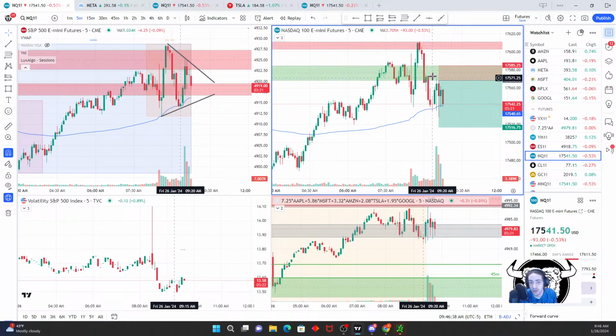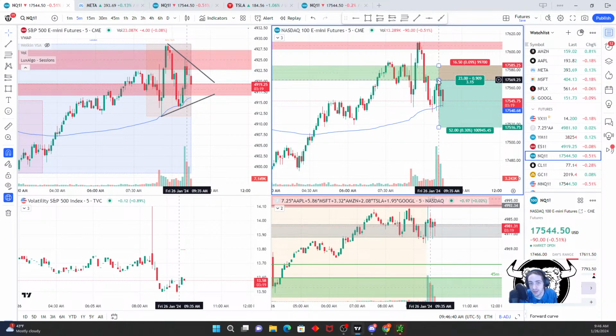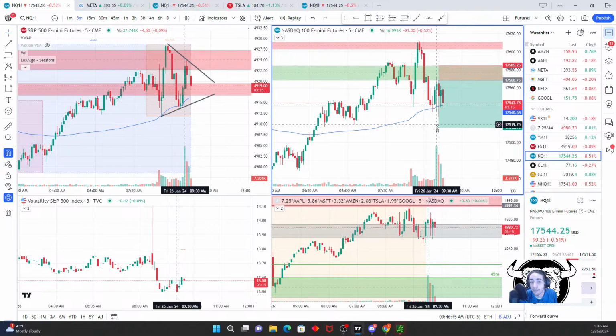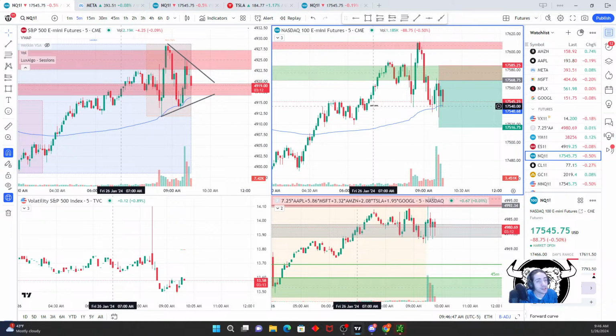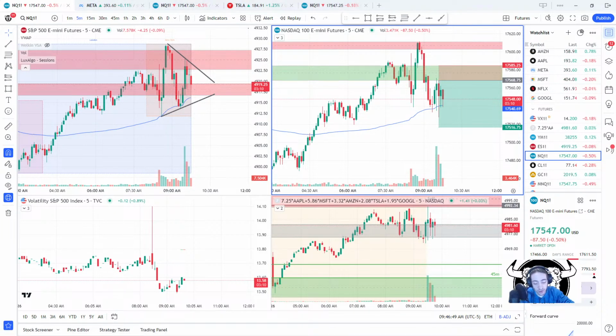We have to have our areas to enter, which again, I would have entered up here if I was not a few minutes late, but it happens. But we're also in a very tight range, right? The market is very unsure right now. There's a lot of uncertainty.